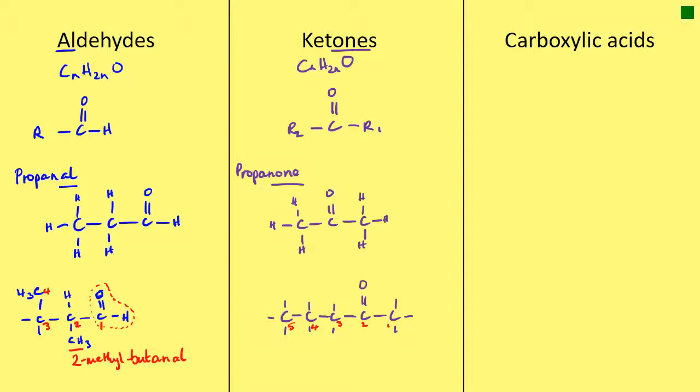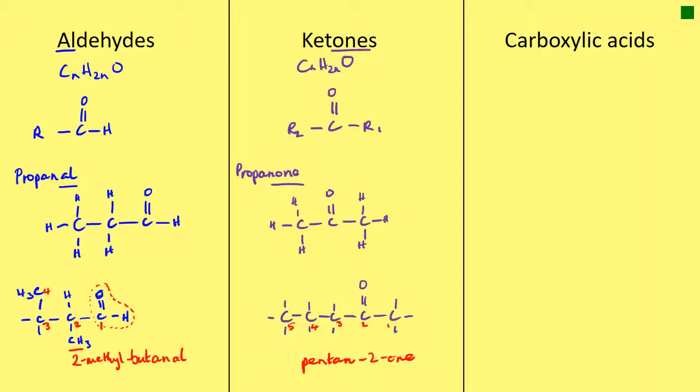carbon number 2. So the name of this ketone is going to be pentan-2-one: pentan because of 5 carbons, 2 because the carbonyl group is on carbon number 2, and one because it's a ketone. So that's pentan from 5 carbons. That's 2-one because our carbonyl group is on the number 2 carbon. So there we have the basics of ketones.